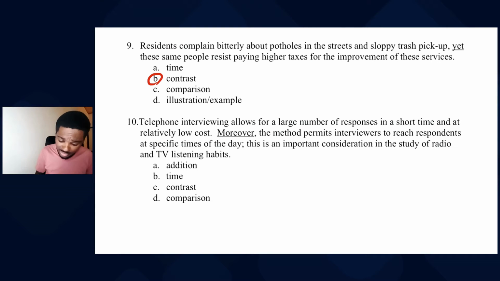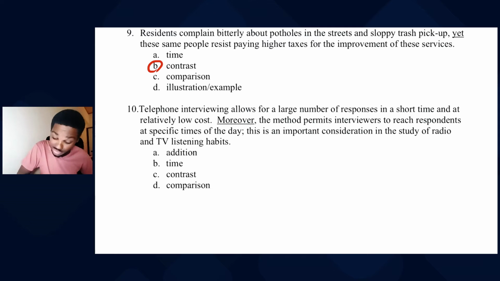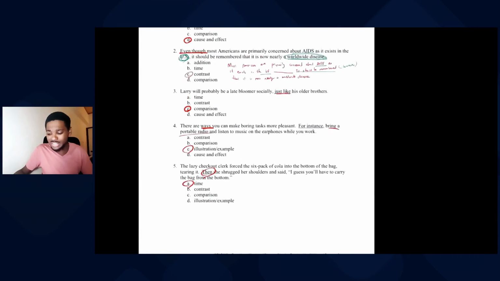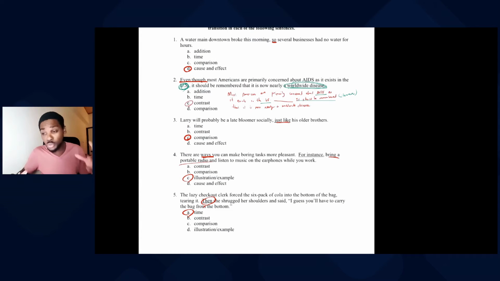Contrast. Last one in this activity here, telephone interviewing allows for a large number of responses in a short time and at relatively low cost. Moreover, the method permits interviewers to reach respondents at specific times of day. This is an important consideration in the study of radio and TV listening habits. All right, you guys are rapid in the chat. We're definitely adding something here, right? We see that telephone interviewing allows for blah, blah, blah. And we're seeing more things that telephone interviewing allows for. So based on your responses, I think we can identify what the transitional word or phrase is doing.